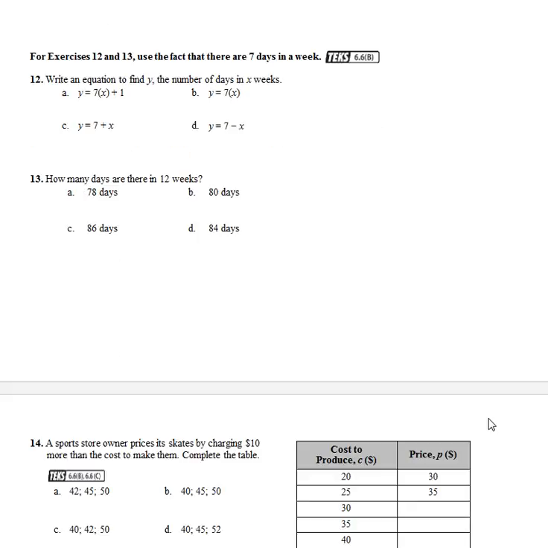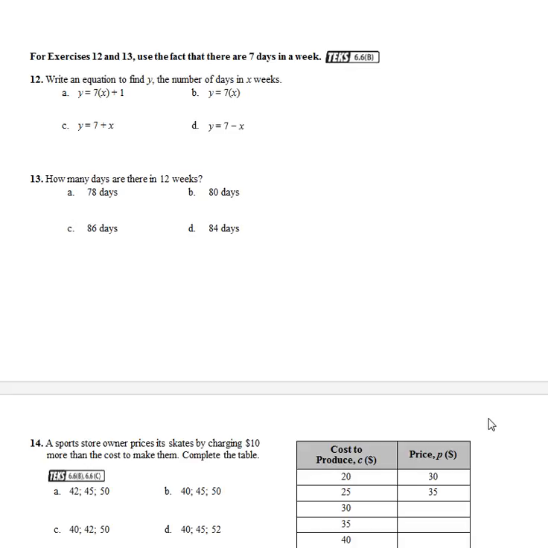For exercises 12 and 13, use the fact that there are 7 days in a week. Number 12. Write an equation to find y, the number of days in x weeks. A, y equals 7x plus 1. B, y equals 7x. C, y equals 7 plus x. D, y equals 7 minus x.